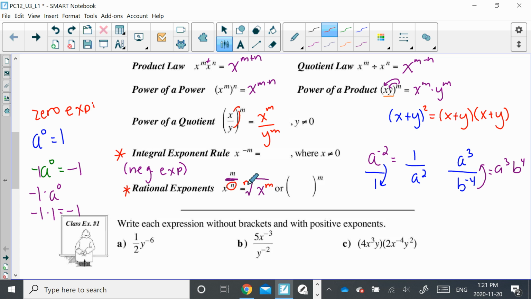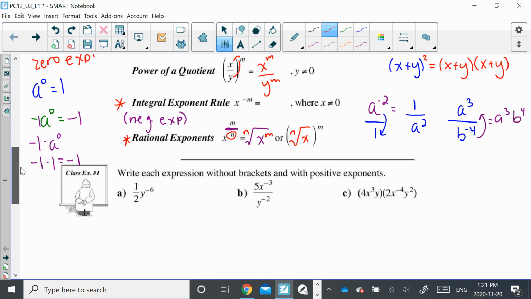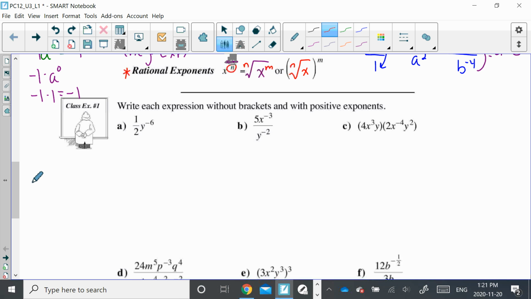How you would read this is the nth root of x to the power of m. The other way that you could write this is the nth root of x, and then put that in a bracket, and you can put the power outside. And again, it's read the exact same way, the nth root of x to the power of m. So let's do some class examples. Class examples 1, 2, and 3, you should have no difficulties with this because this is going to be a review of 10C, right? So if you're struggling with this, you're struggling with concepts from 10C.